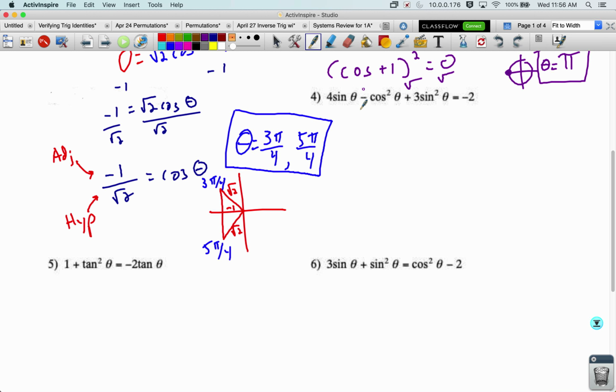Okay, probably going to use a very similar technique with number 4 here. Either pick the cosine squared or the sine squared to replace, but probably do the cosine squared since we have the sine over here. And then it should factor. Again, you start with the Pythagorean identity and then you replace it.